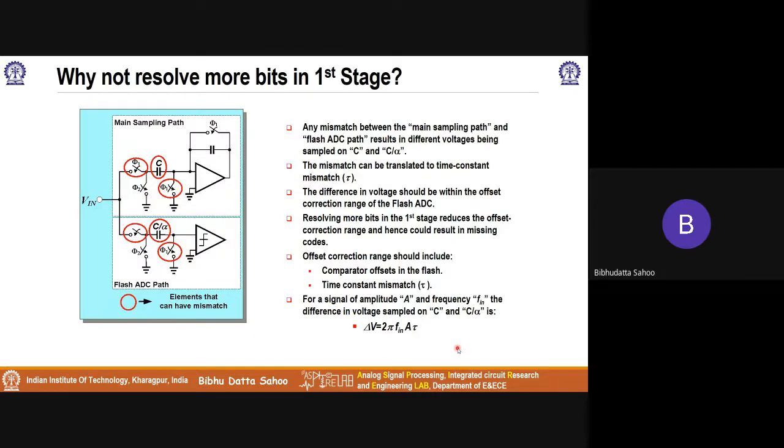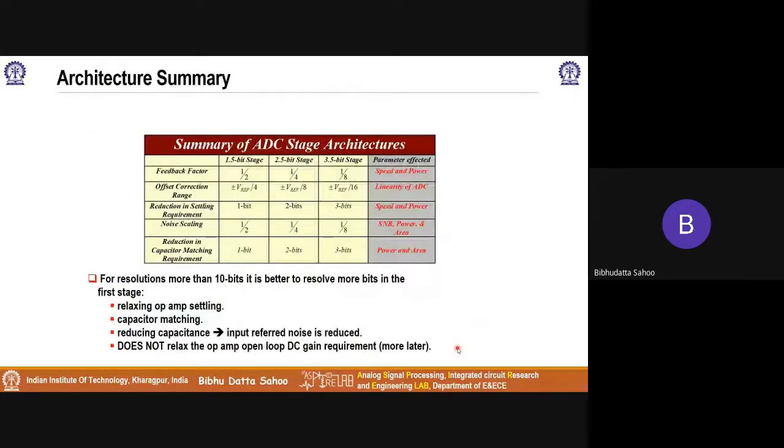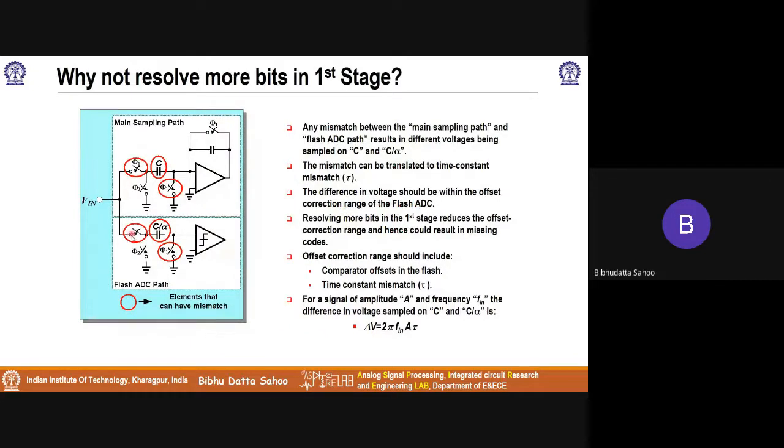So now the question that comes up is, why not resolve more bits, 5 bits or more in the first stage, because that should give us better noise scaling and lesser settling requirement. The reason is, when I try to resolve more and more bits, the offset correction range of the ADC reduces, and when I'm sampling on 2 parallel paths, then there can be timing mismatch between those two, and that could compromise the overall linearity of the ADC.